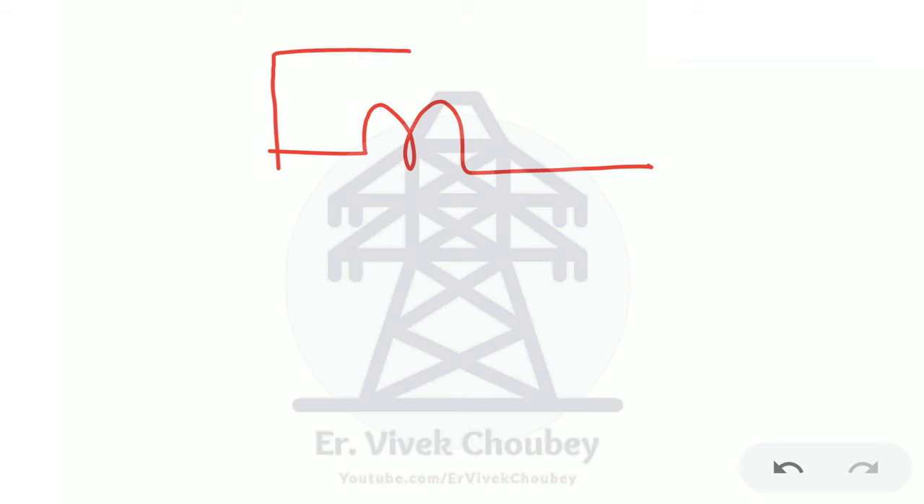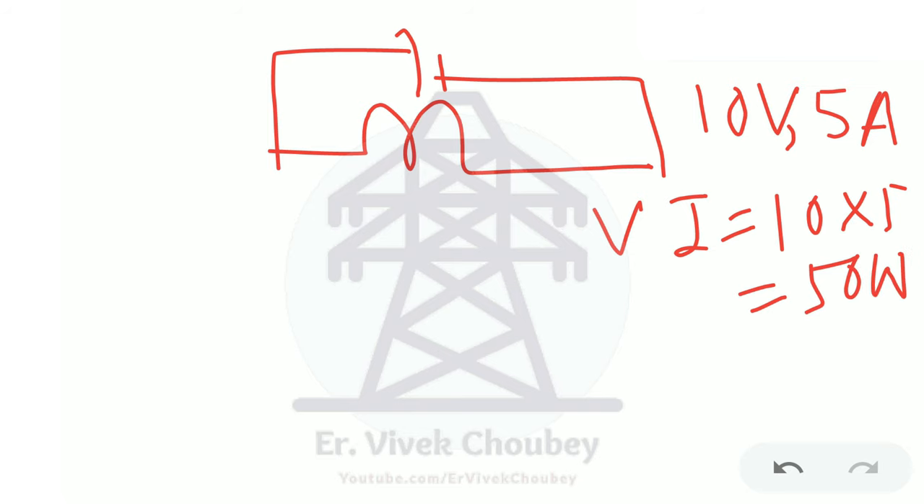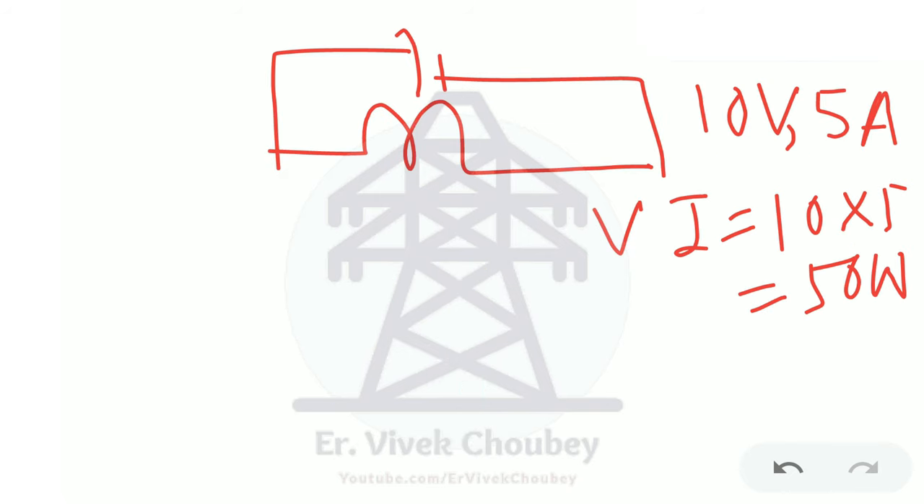and we connect it across a small voltage source which is able to drive the rated current. So let's say we have another voltage source which is 10 volt, but it is able to drive 5 amps of current. So we will connect the current coil across this source, and the power loss across the current coil now is 10 times 5, that is 50 watts. So you can see that the power loss in the first case was 1100 watts and now it is just 50 watts. So we have reduced the power loss across the current coil.